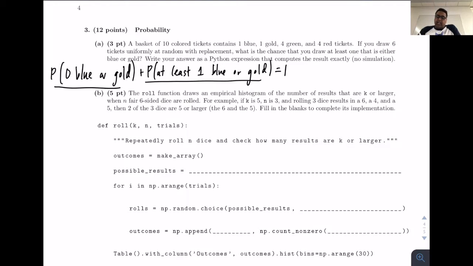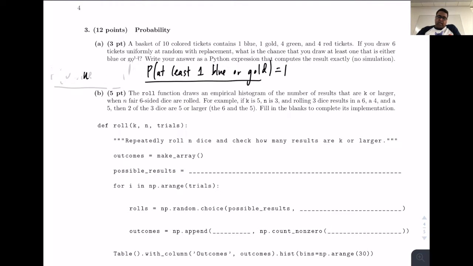If you wanted to calculate this value directly, you'd have to consider the case where there's 1 blue and no gold, and then 0 blues and 1 gold, and then the various numbers of reds and greens you could have. But here, it's much easier. We're saying, okay, just take all the possibilities and subtract away the one case where there are no blues and no golds, and that'll give you the probability that at least one of your 6 cards is blue or gold.